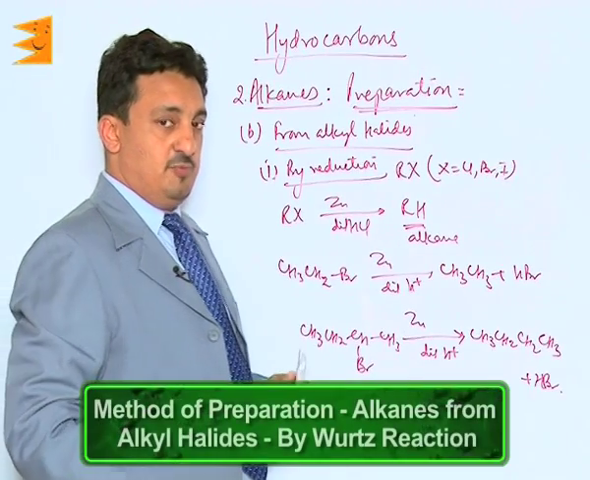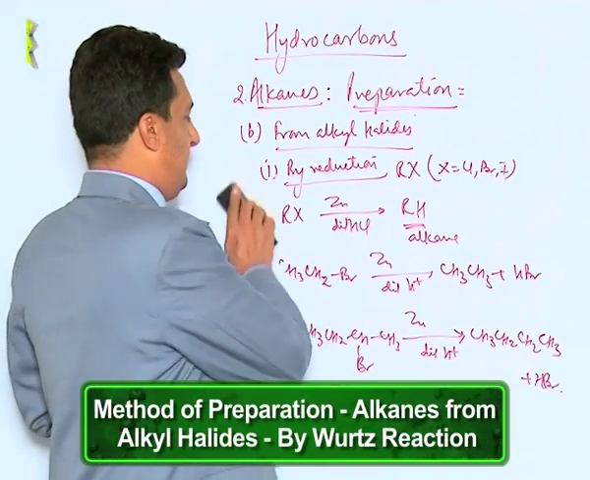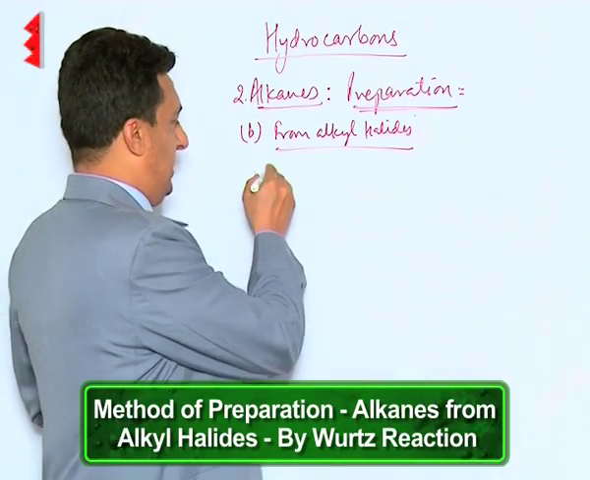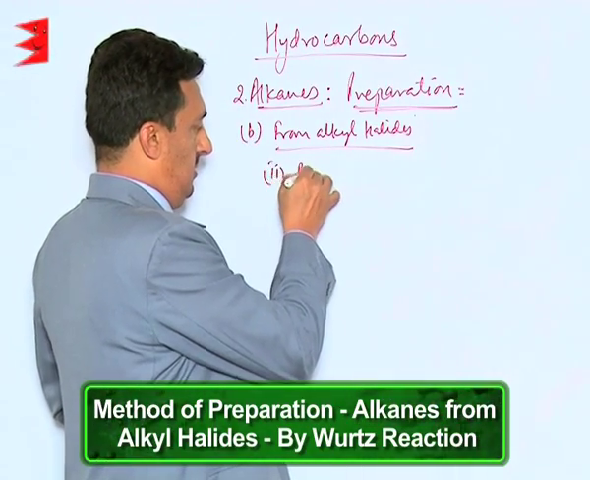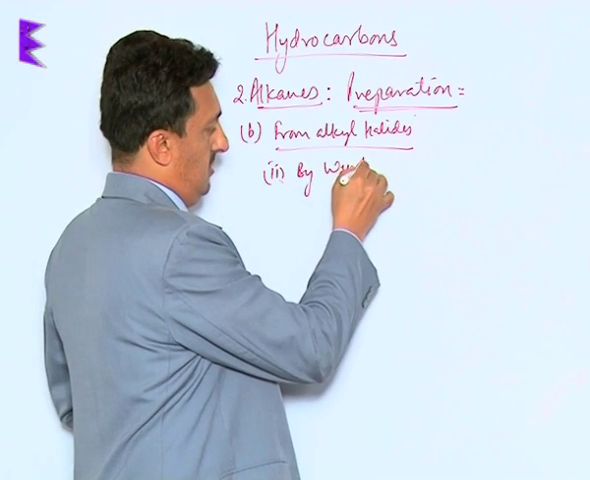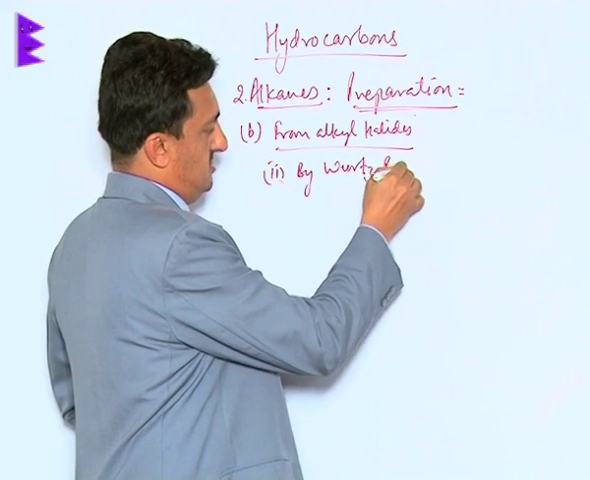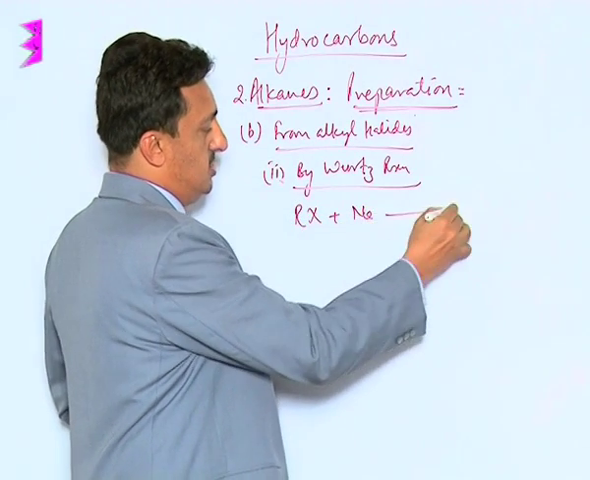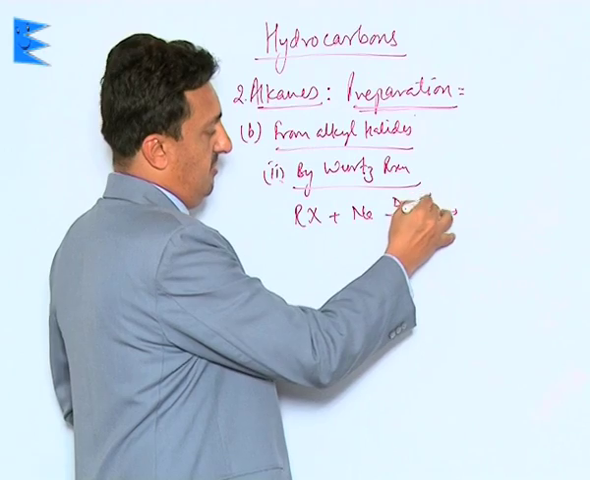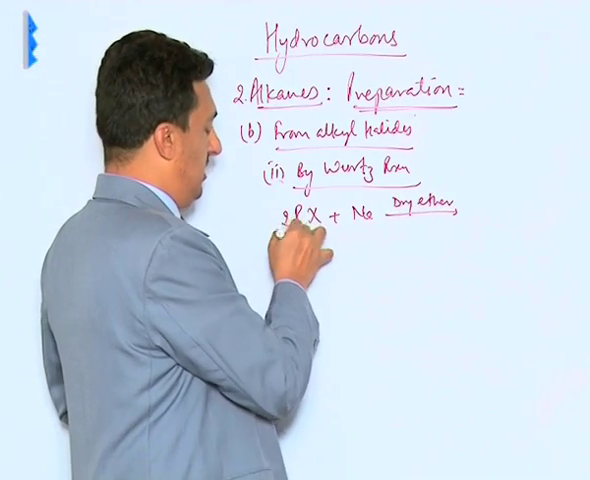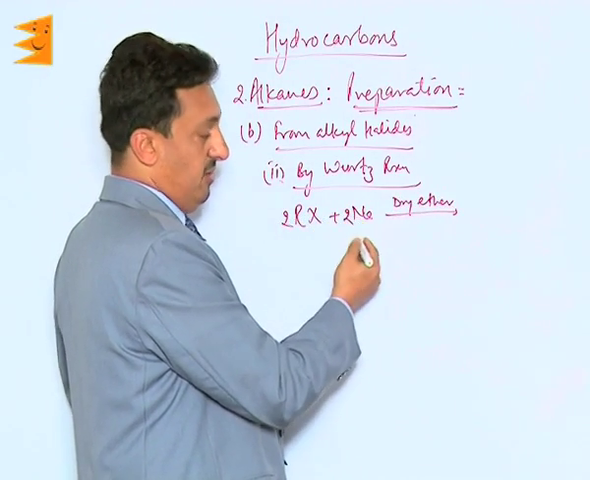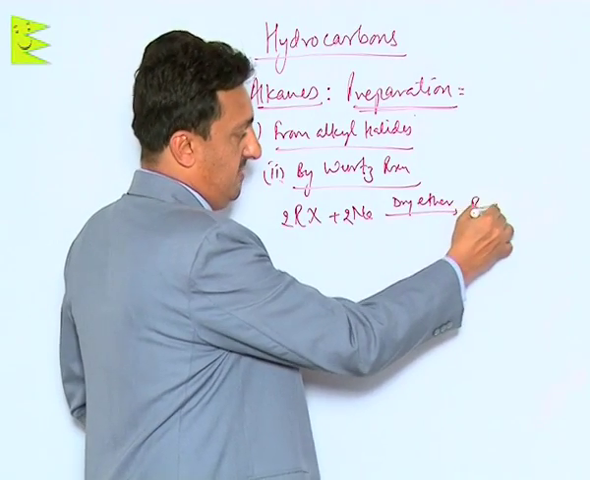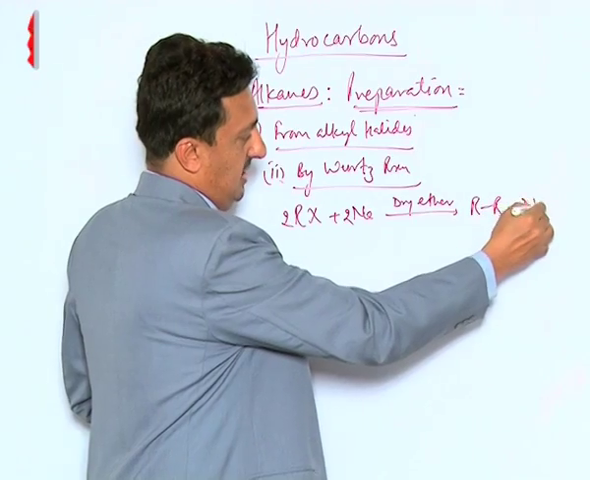The next method to prepare alkanes from alkyl halides is by Wurtz reaction. It's a name reaction. In this, the alkyl halides are reacted with sodium in presence of dry ether. 2 moles of alkyl halide combine with 2 moles of sodium, and what we get is R-R plus NaX.